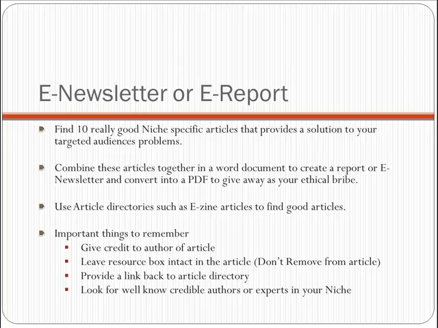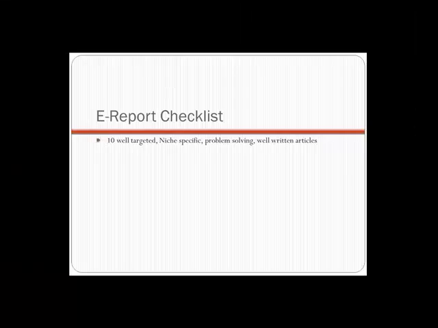So basically you're taking these articles, you're putting them in a report, in a Word document, and then you're creating a PDF out of that, and then you're giving it away. You're looking for the best content that you can. You're leaving the resource boxes in there, so you're being ethical, providing a link to the article directory, and you're going to be looking for well-known, credible authors or experts in your niche. This is a great way to create a free ethical bribe.